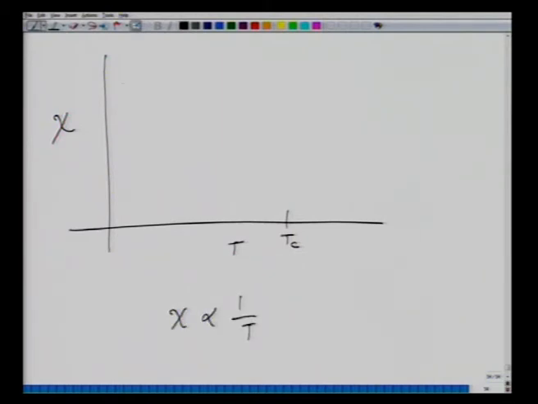So chi will decrease as a function of temperature before it becomes completely 0. This is how the expression behaves. Another better way of plotting this is plotting 1 by chi. So 1 by chi naturally increases. This will be the behavior for 1 by chi, and this is the more appropriate picture.